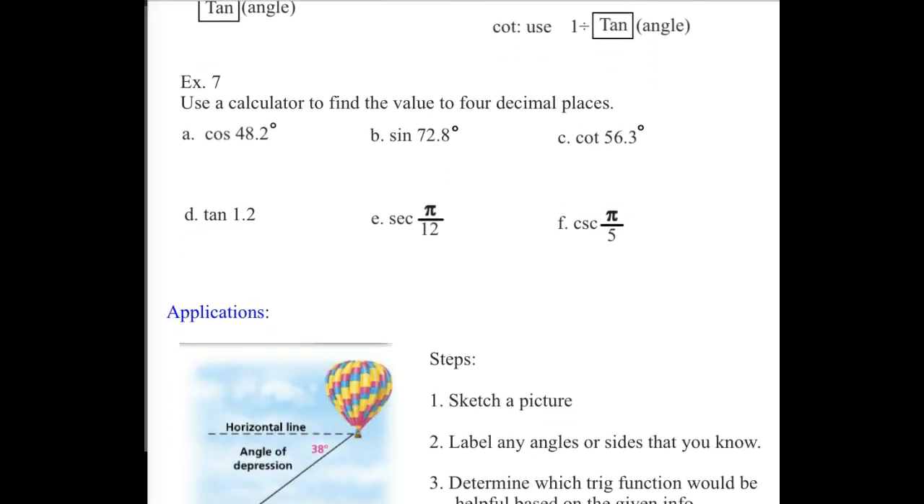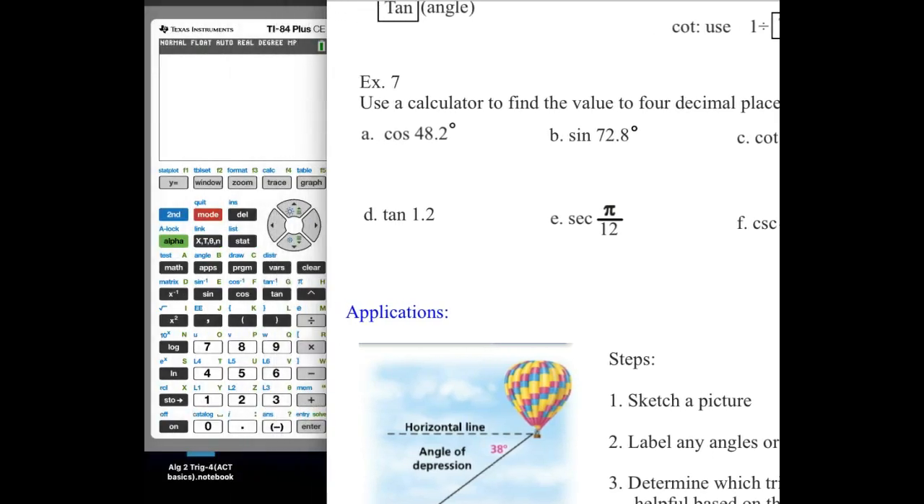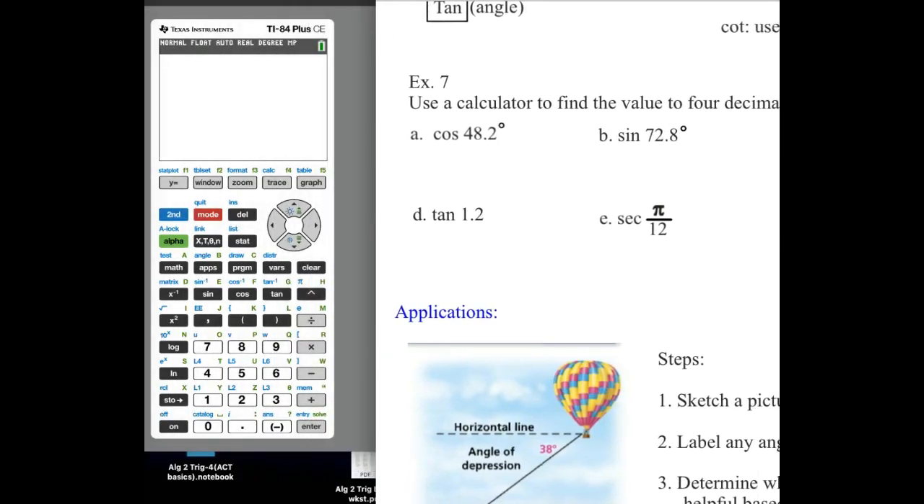All right. It says use a calculator to find the value to 4 decimal places. So we want the cosine of 48.2 degrees. That means we need it in degree mode, right? So in degree mode, we're going to type the cosine key, and then we're going to put in our 48.2 and hit enter. So what would our answer be to 4 decimals? 0.6665.